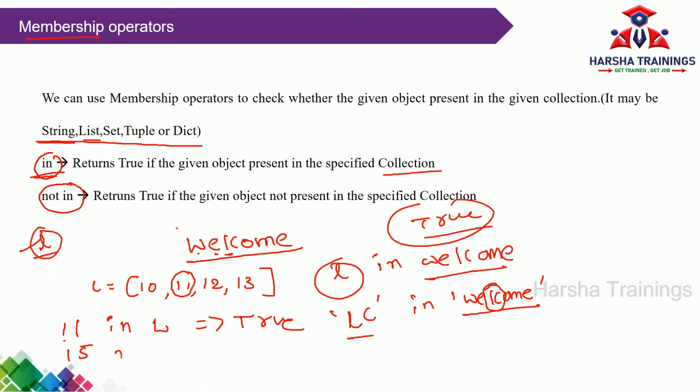Suppose 15 not in L. The answer is true only. Why? We are saying that 15 is not present, and the answer is yes. If 15 were present, using not in, the answer would be false. This is the membership operator. Once we go through these collections, that is these sequences, we easily understand the membership operator, a very important operator.